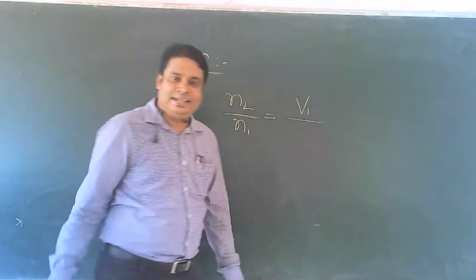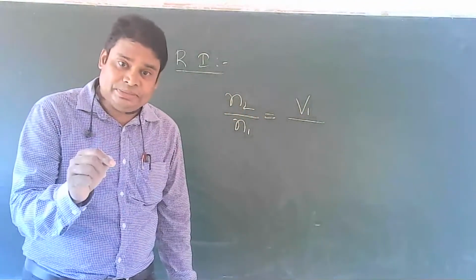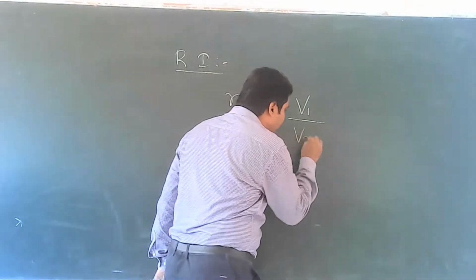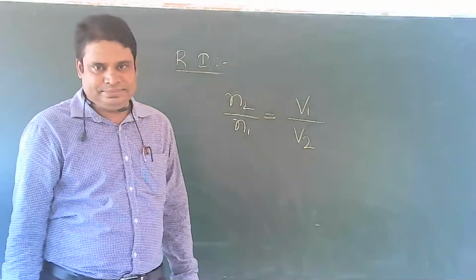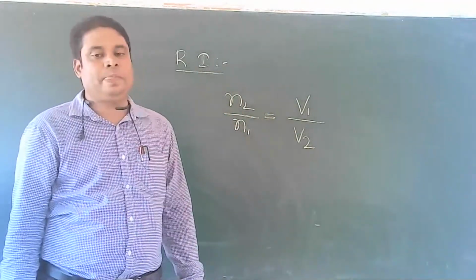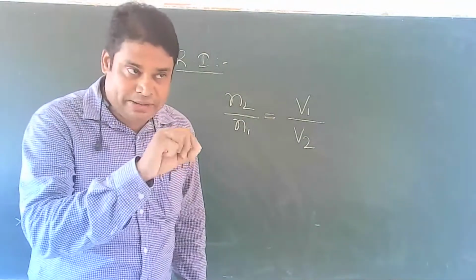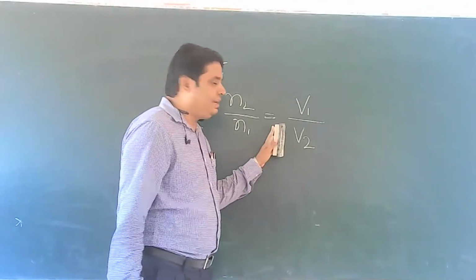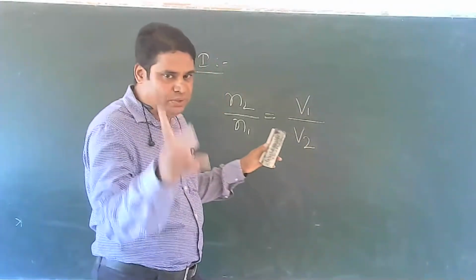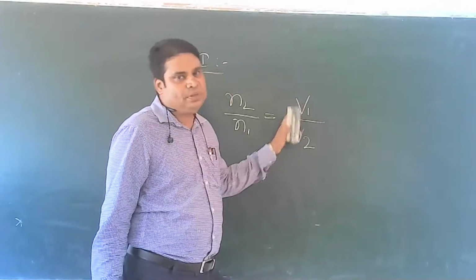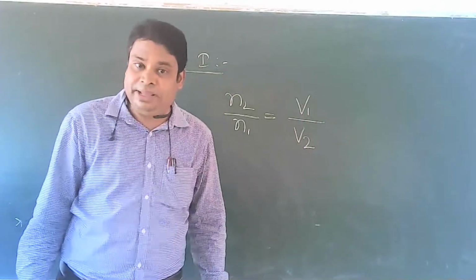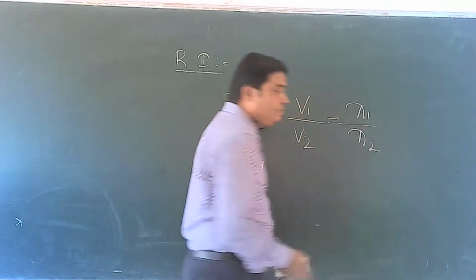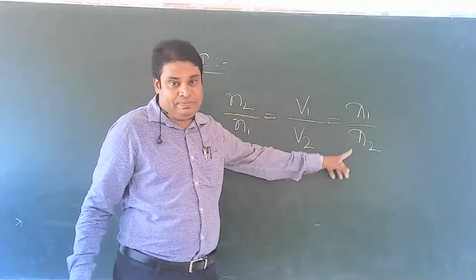a ratio of the velocity of light in the first medium to the velocity of light in the second medium. Let me repeat. The refractive index of the second medium with respect to the first medium is also defined as the ratio of the velocity of light in the first medium to the velocity of light in the second medium. This also holds for lambda1 divided by lambda2, the ratio of wavelengths in the first medium and second medium.